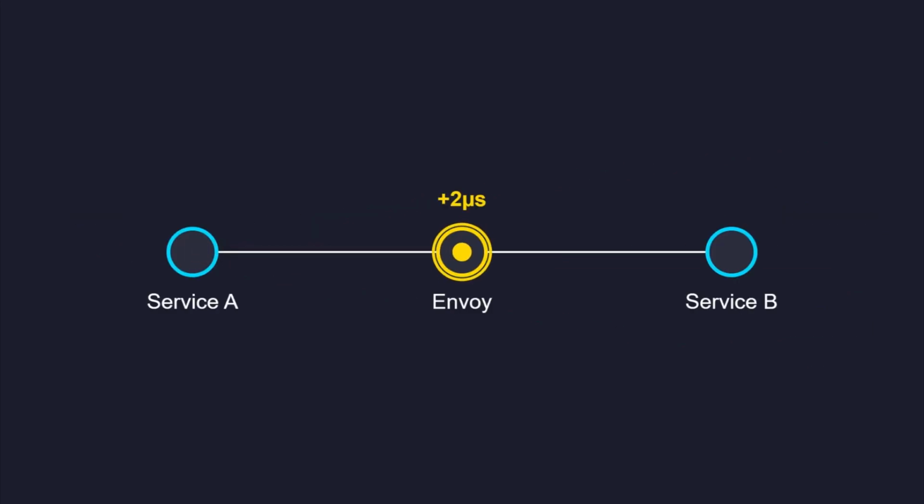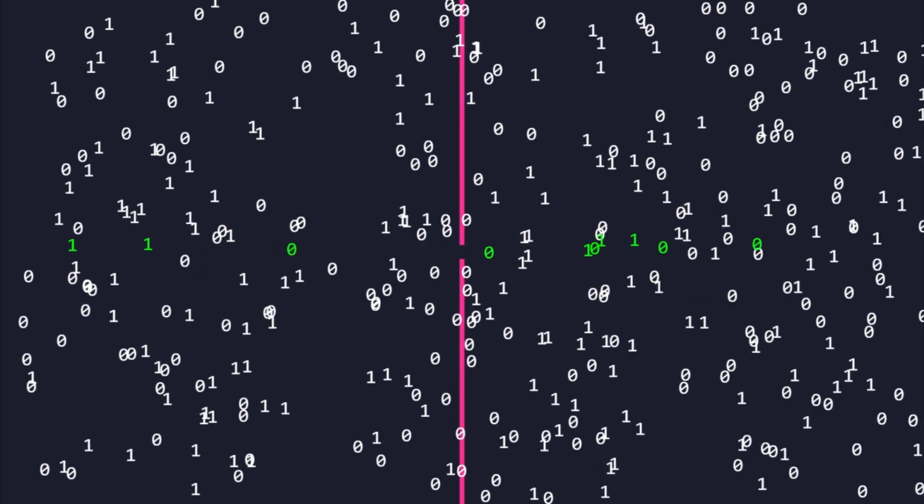In a service mesh, every request passes through a sidecar proxy like Envoy, which adds a few microseconds of latency but optimizes binary frame routing for high-scale throughput.